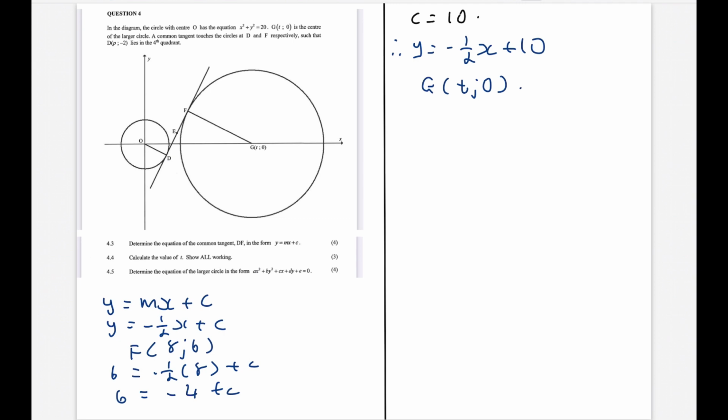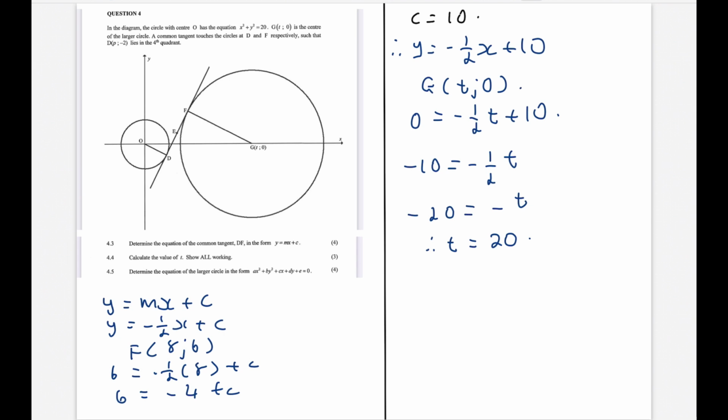So I'm going to say here, well, 0 in place of y is equal to -1/2 t plus 10. So I've replaced x with t and y with 0. Now, -10 is equal to -1/2 t. Multiplying both sides by 2 is going to give me -20 is equal to -t. And therefore, dividing both sides by -1, t is equal to +20.